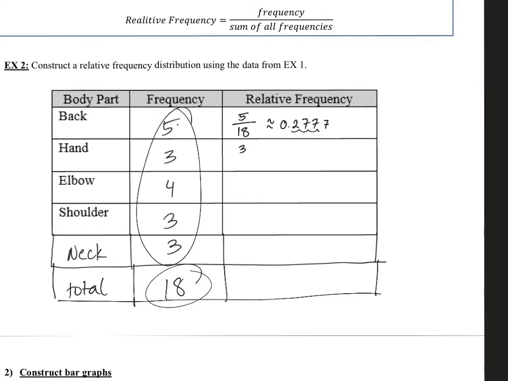So for hand, we'll do 3 divided by 18. Elbow, 4 divided by 18. Shoulder, 3 divided by 18, and so on. Go ahead and pause the video, try this out by yourself, and check back in with me in a second. Okay, so hand is 3 divided by 18. Approximately 0.1666. 4 divided by 18. Approximately 0.2222. And then the other ones are all 3 divided by 18, which you've already found.